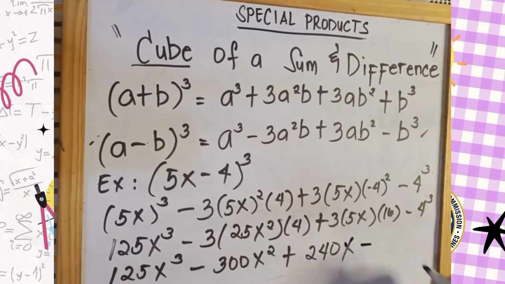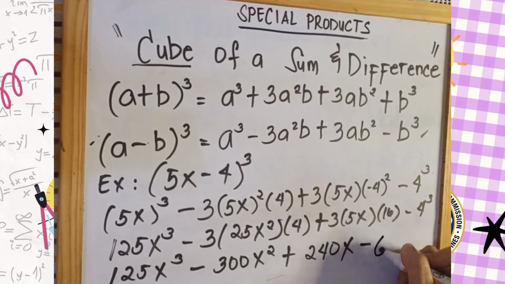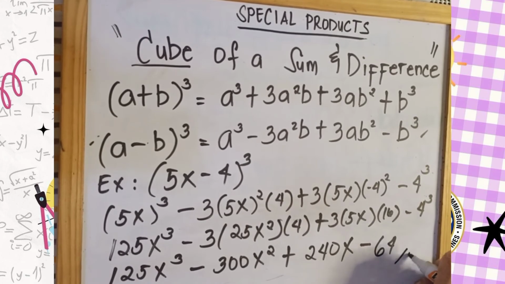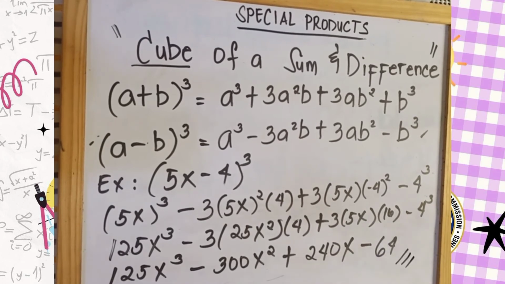So, this is negative 4 times 4 times 4. That is 64. So, our final answer now is 125 x cubed minus 300 x squared plus 240x minus 64. So, this is now our final answer.